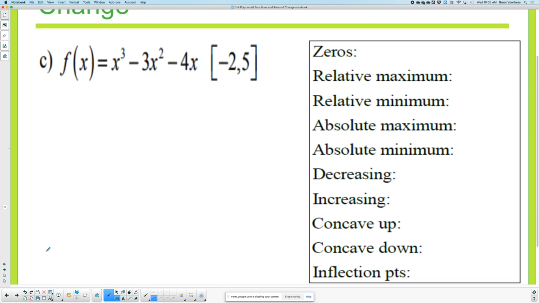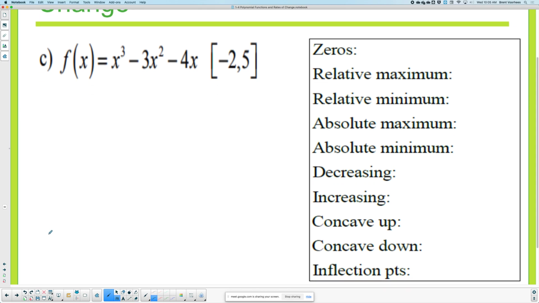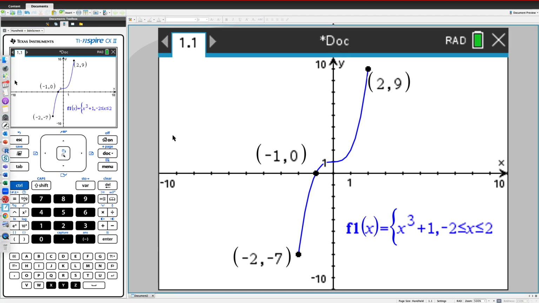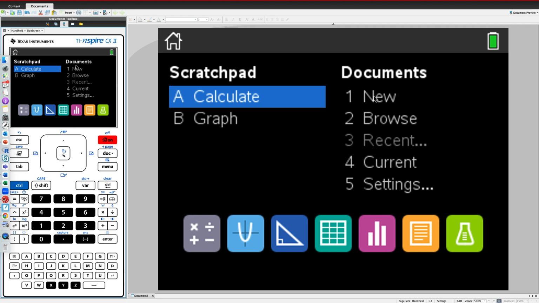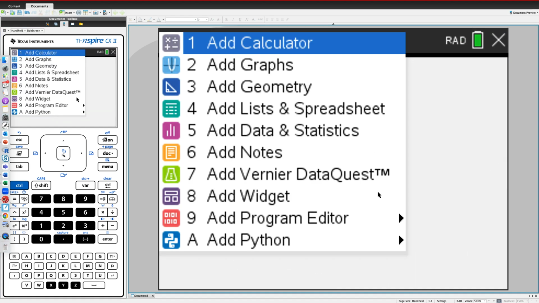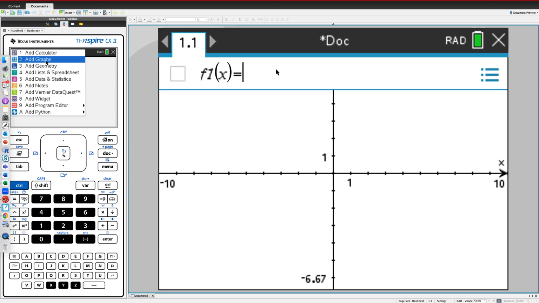All right, so here's your equation. I'm going to switch over to calculator mode. So this time you can see me typing in bigger. X cubed minus 3x squared minus 4x. You have it on your packets. Okay, I'm going to clear my screen. So home screen, new document. I'm not going to save. I'm going to add a graph.